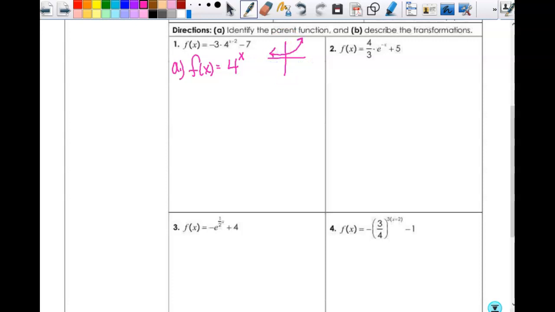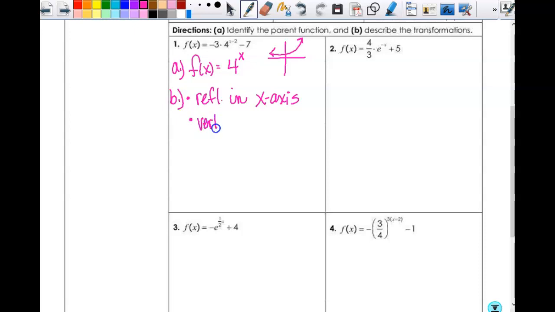Once I've identified that, then the next part says to describe the transformations. All right, so I'm going to start with that negative here. The negative, I know, means I'm going to have a reflection, and this is going to be a reflection in what? The x-axis. Good, because it's not touching x, it's affecting y, so it's a reflection in the x-axis. Then I move on to the 3. The 3 is going to do what?